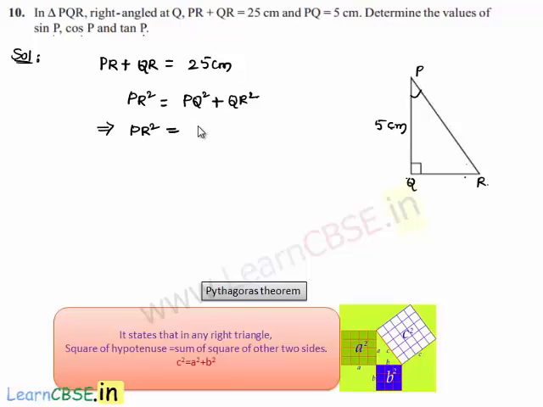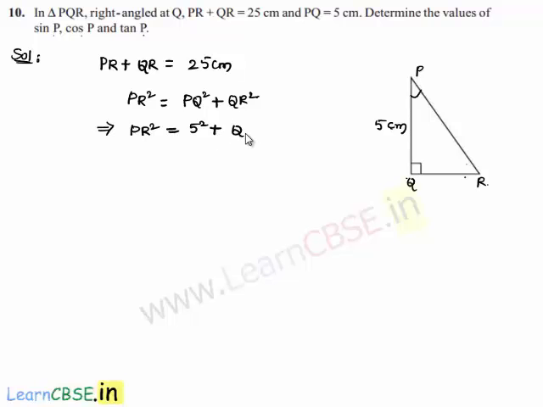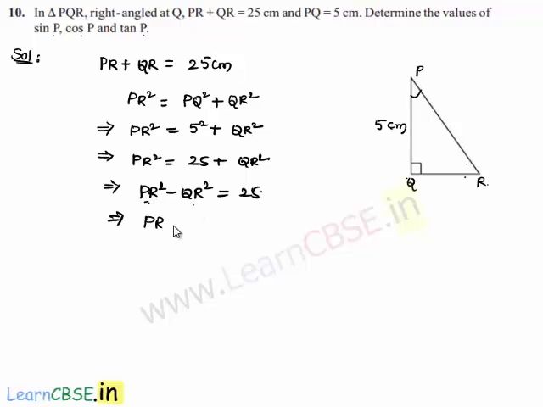That implies PR square, let it be as it is, is equal to PQ square, which is nothing but 5 square plus QR square, let it be as it is, which implies PR square is equal to 5 square, that is 25, plus QR square, which implies PR square minus QR square is equal to 25. This is in the form of a square minus b square, which can be written as a plus b into a minus b. Therefore PR plus QR into PR minus QR is equal to 25.